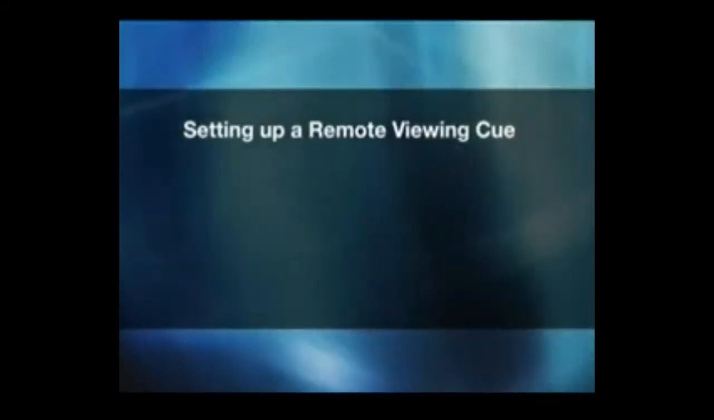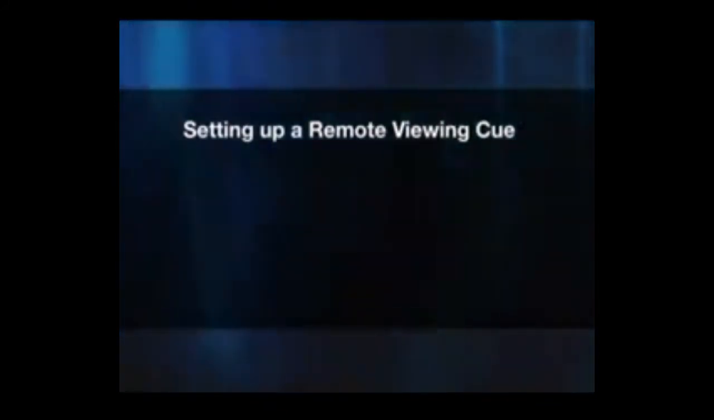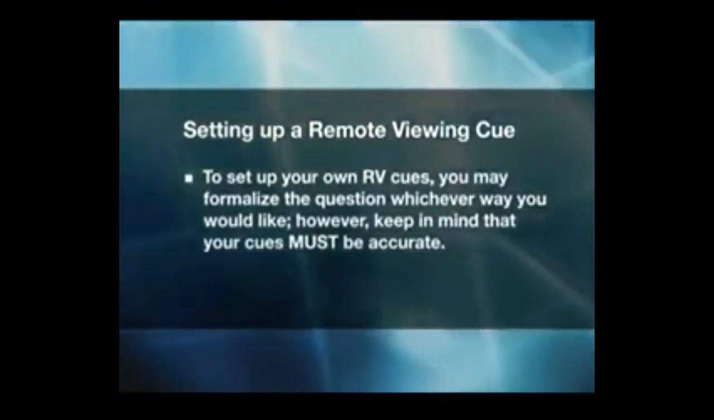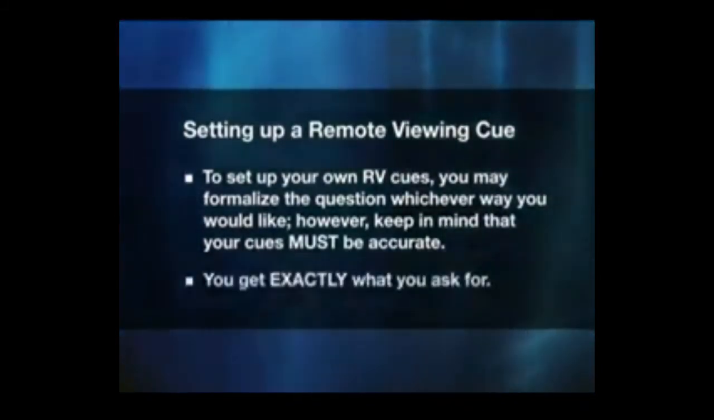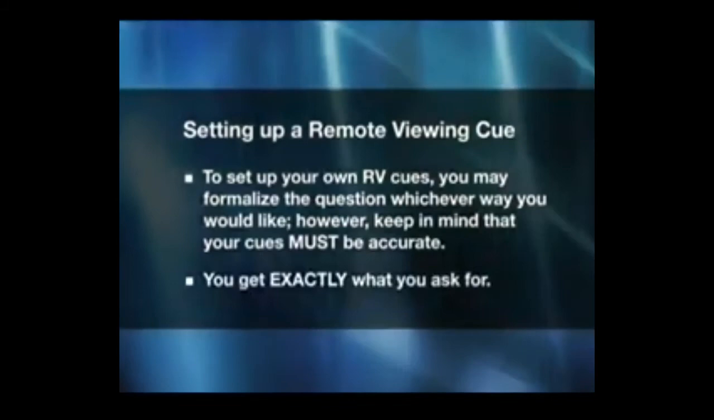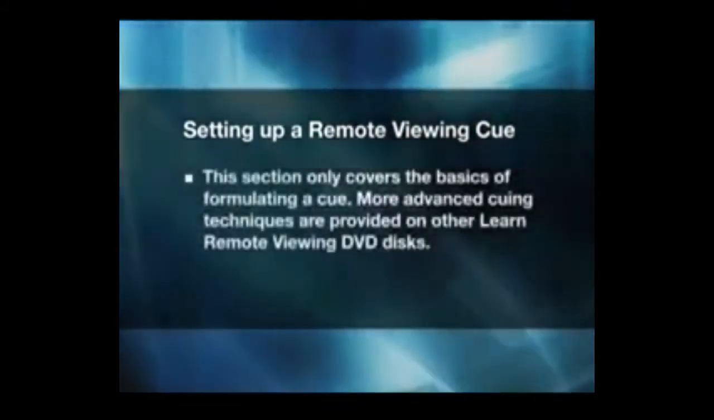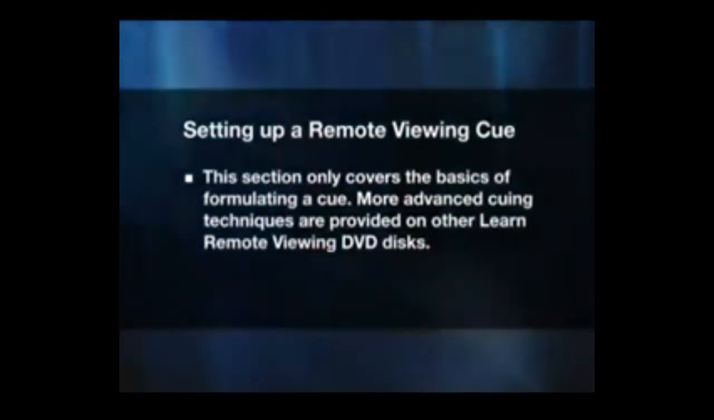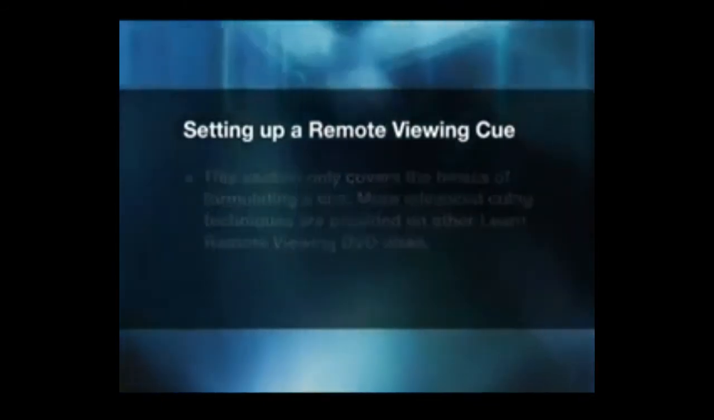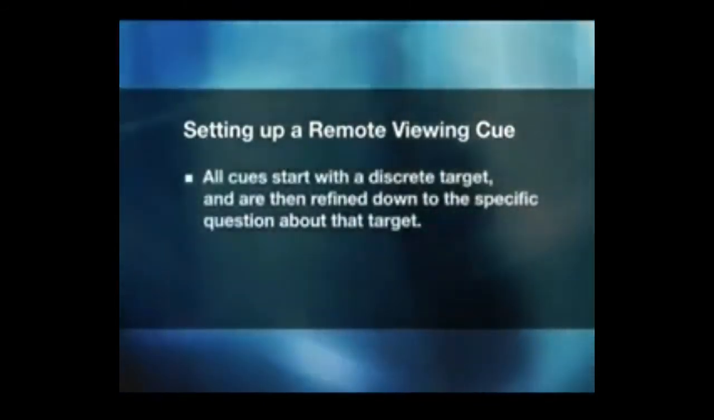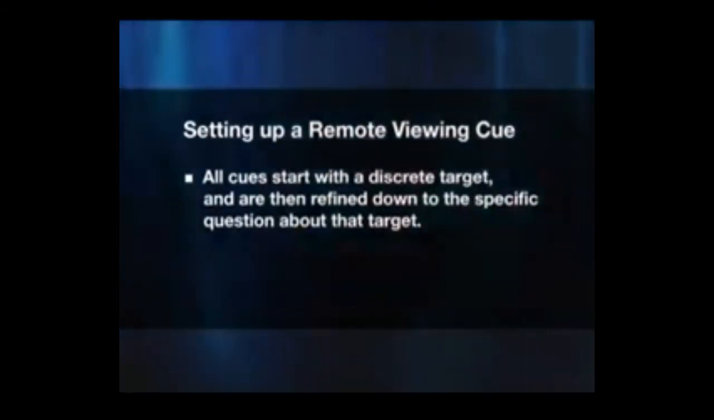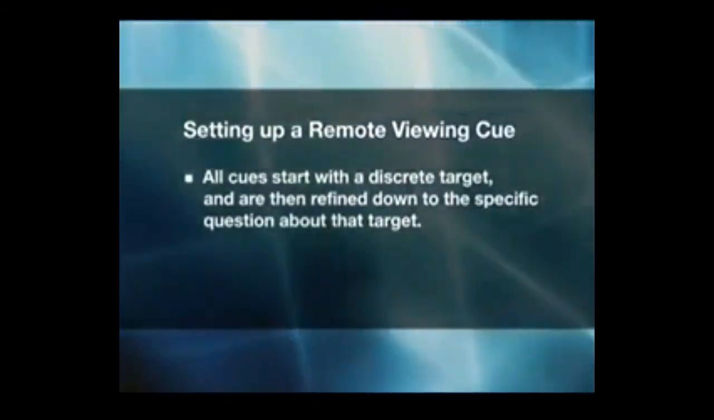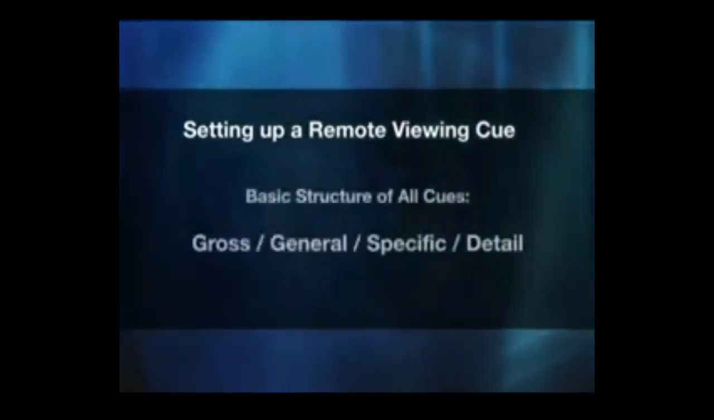Let's recap the information on properly forming a cue. Cues are interpreted literally. The format of the cue is the first most important step in solving a problem using RV. Do not make any assumptions when creating your search cue. This disc covers basic cueing for discrete targets only. You will cover more advanced target classes and cueing processes later in the Learn Remote Viewing set. All cues start with a discrete target and then refine it down to the specific question about that target. Each refinement is separated with a slash. The basic structure of a cue, therefore, looks like this.